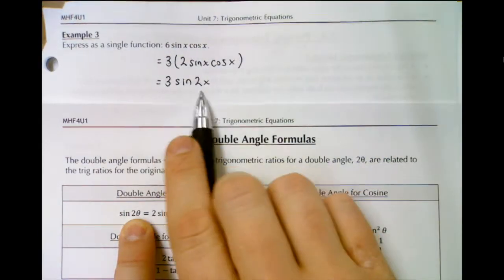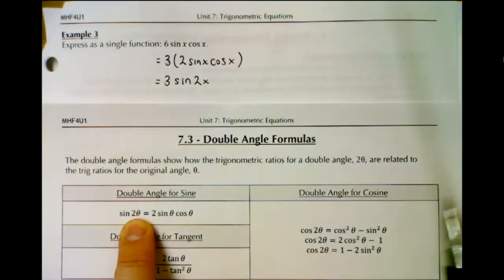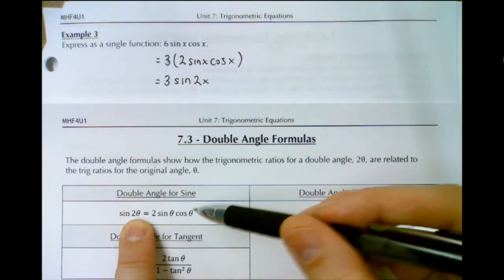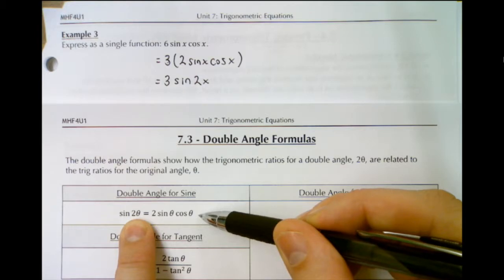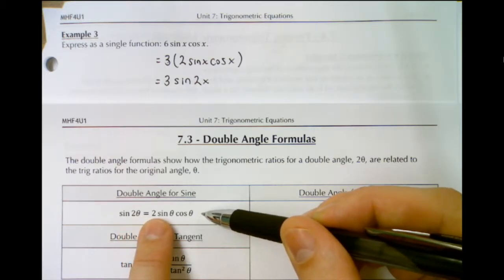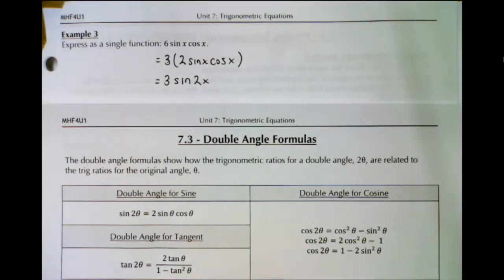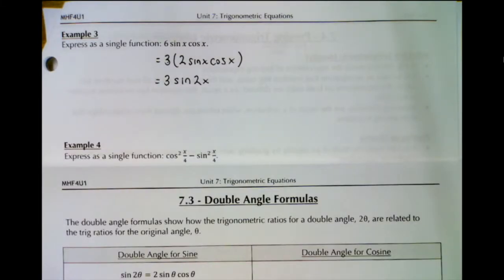Sine 2x and 2 sine x cos x are equivalent expressions, and we know they're equivalent because we have an identity that says they are equivalent. Sine 2x equals 2 sine x cos x. That's taking two functions and condensing them into one function. And we can do something similar in our next example.